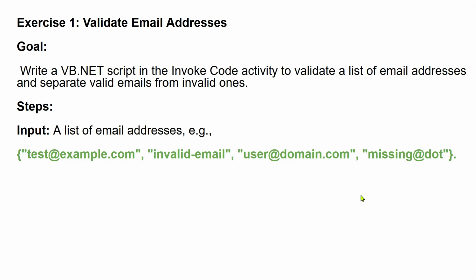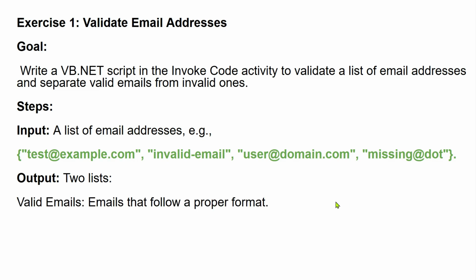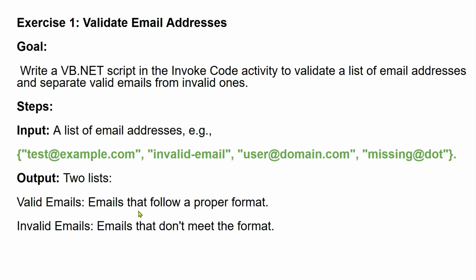So how would you write code in Invoke Code to find this? The output should give you two things: valid emails and a list of invalid emails. You have to print it on the screen. This will be an interesting exercise and a lot of things you are going to learn. So let's see how this can be done.